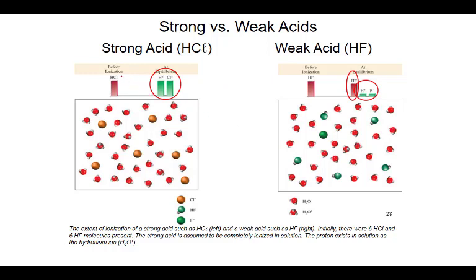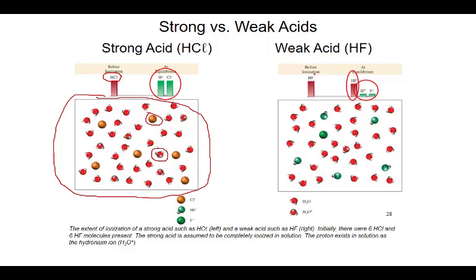In this diagram we are taking hydrochloric acid. Hydrochloric acid is a strong acid, and in the system there is no remaining HCl. All the HCl is converted into H and Cl. This is Cl, this is Cl, and H is converted into hydronium ion, H3O+. So 100% of the HCl is finished here.